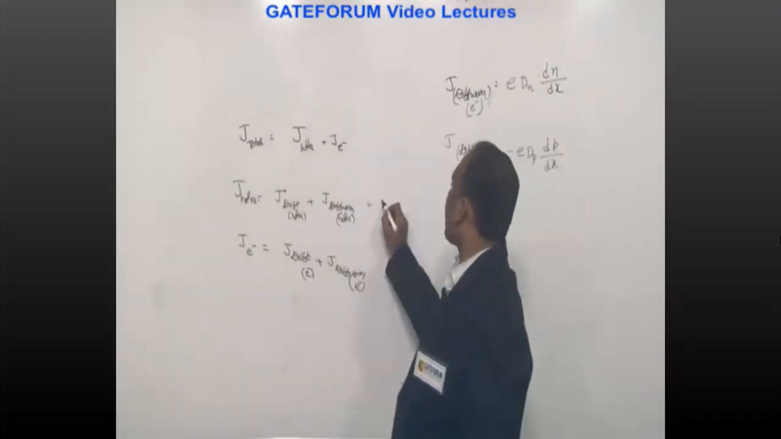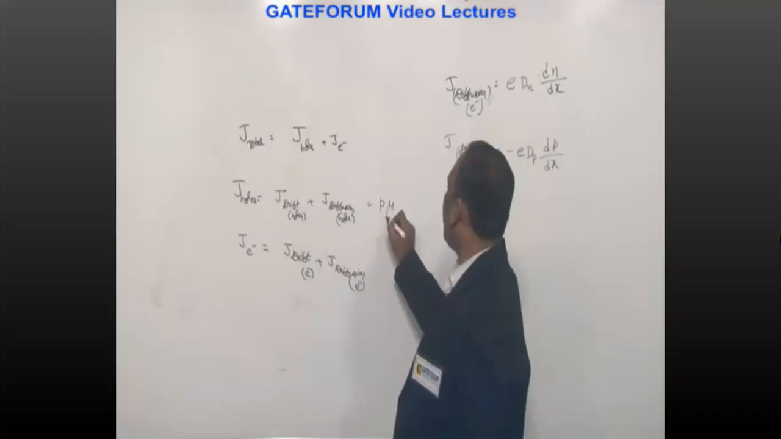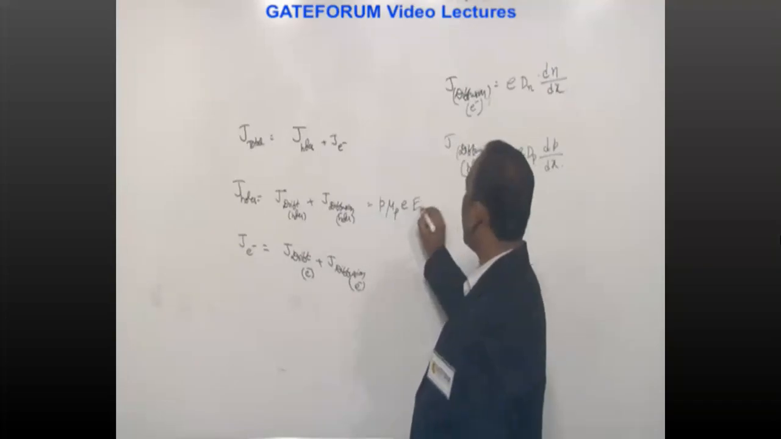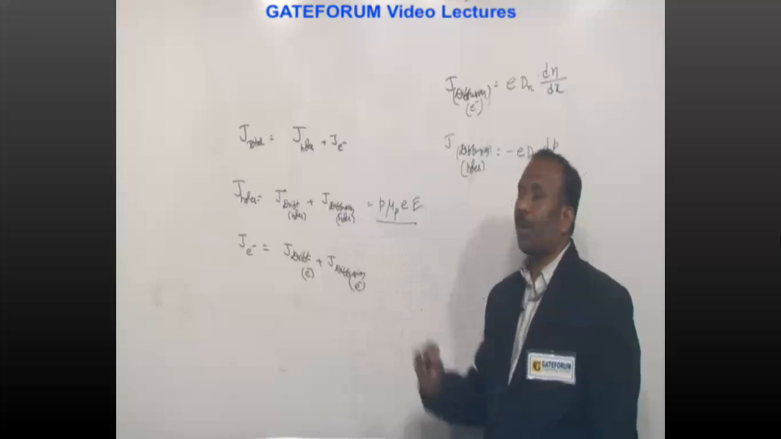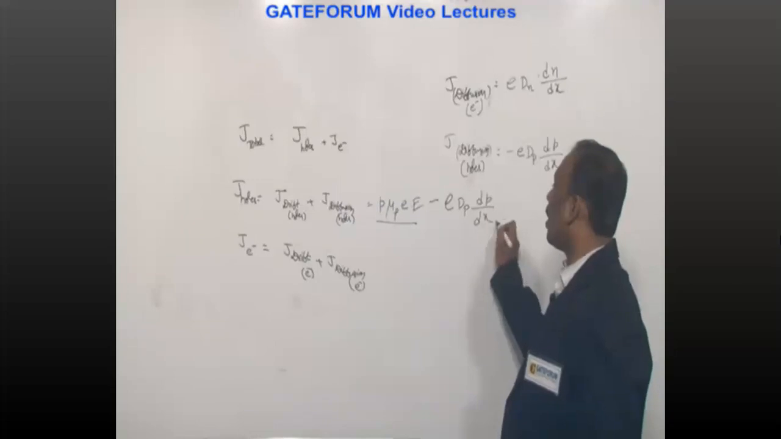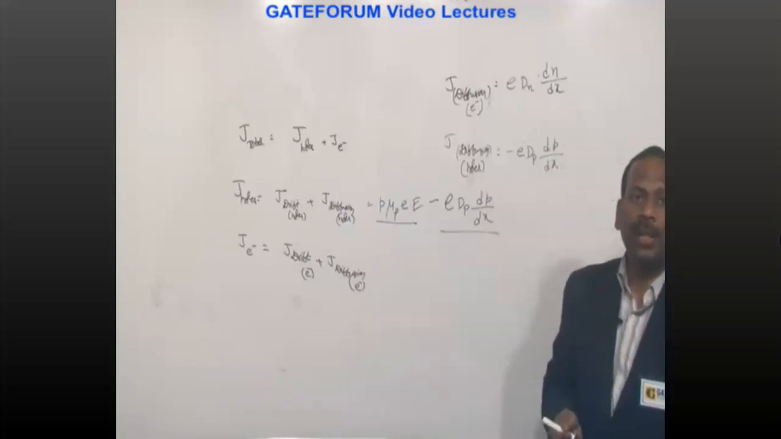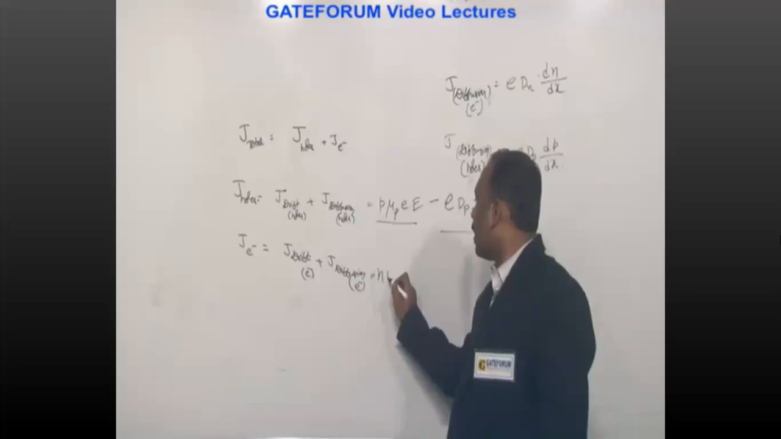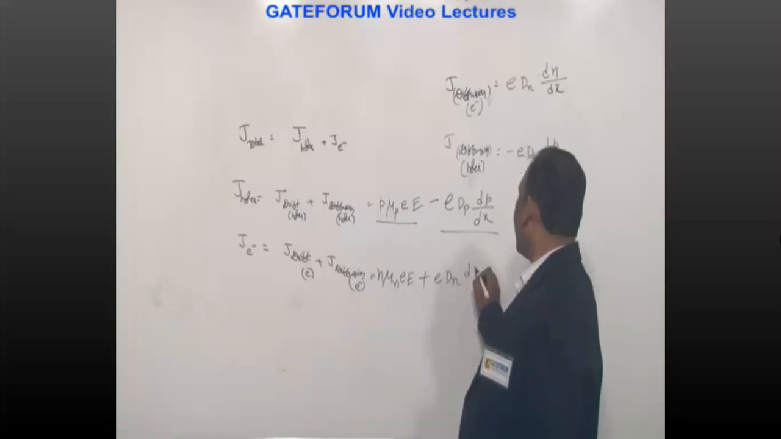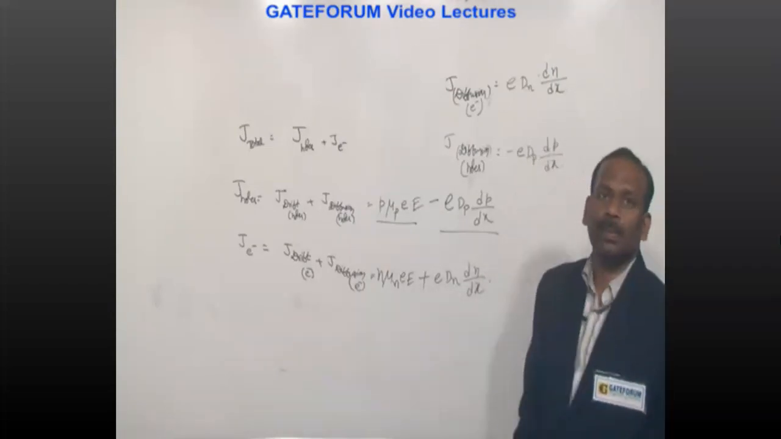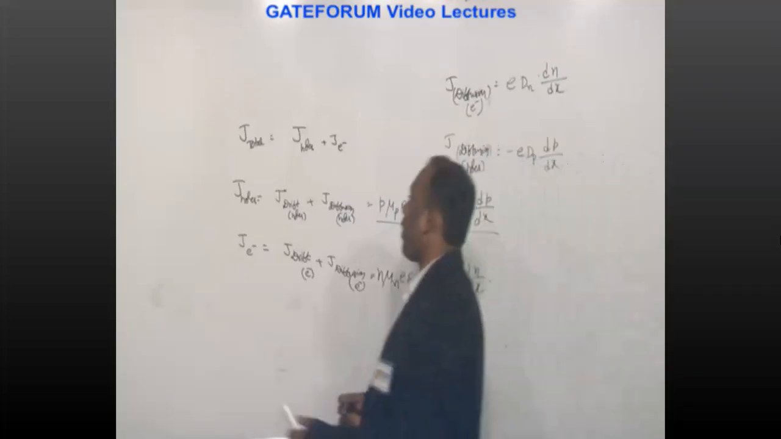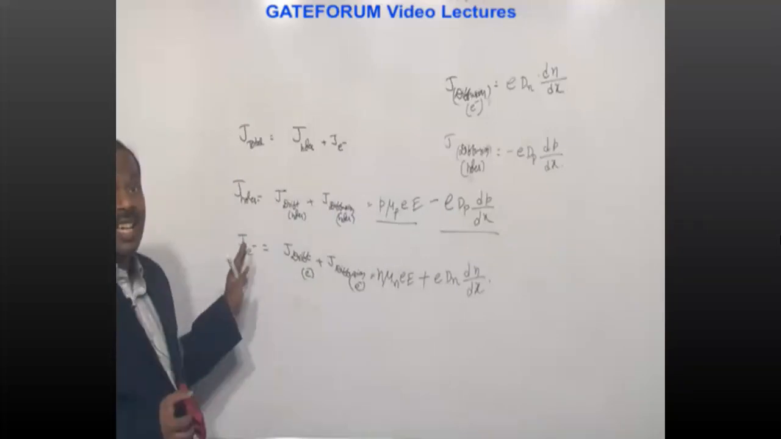Now what is this drift? J drift due to holes is q p mu_p E. This is the drift current due to holes, minus q D_p dp/dx, which is the diffusion current due to holes. And this one is q n mu_n E plus q D_n dn/dx. Is it clear? Next, this is about the current density.